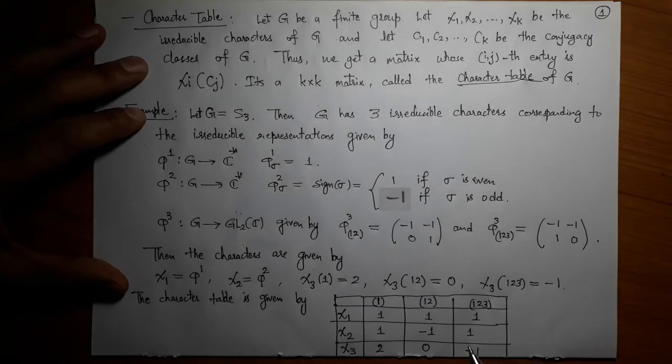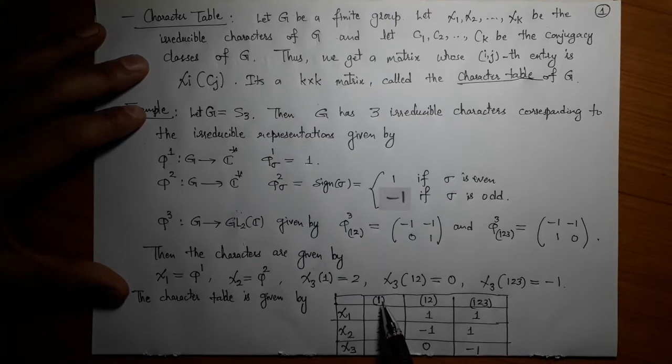Let's make an important observation here. Observe the columns of the character table. If you view each column of the character table as an element of C3, the 3-dimensional complex vector space equipped with the standard Hermitian inner product, then you see that any 2 columns are orthogonal with respect to that. If you take the standard inner product of the first and second column, you see that the inner product is 0. Second and third, the inner product is 0. And first and third, the inner product is 0.